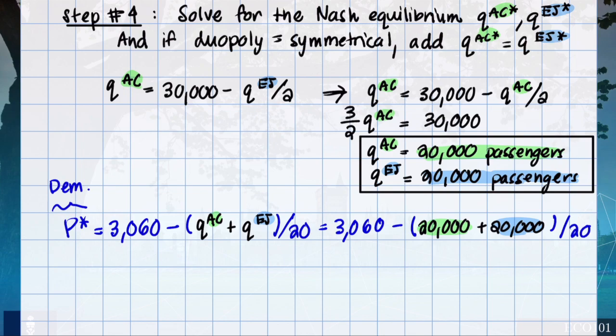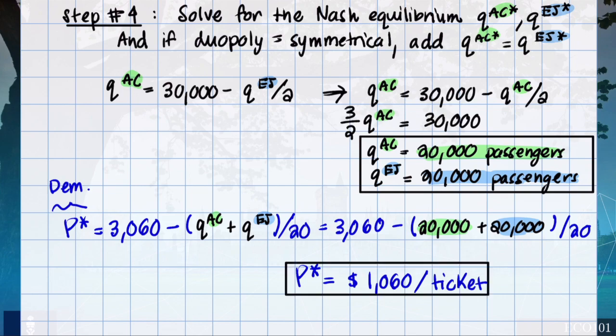We divide by 20. So we just need to calculate this value and we get that the price at the Nash equilibrium, given these quantities and given the demand function, is equal to $1,060 for every ticket. And it is, of course, the same price for both companies, as this is a Cournot duopoly, so firms might have different quantities, but at the end they have the same price. That's it. We're done for part A of this problem. We can now solve part B.